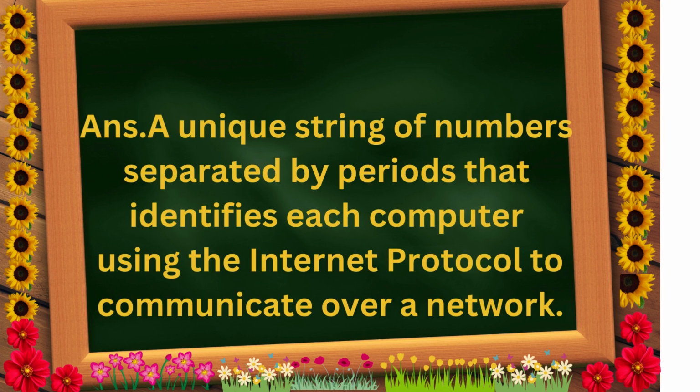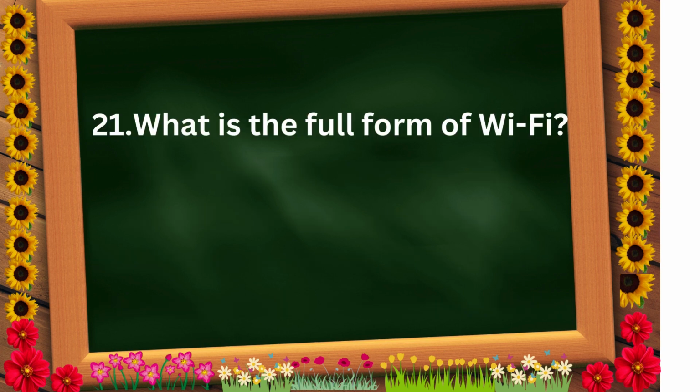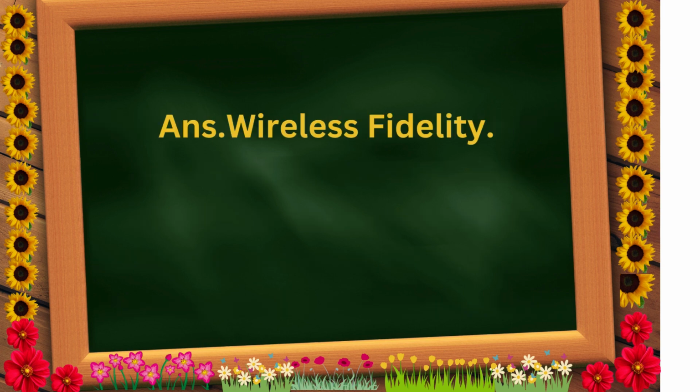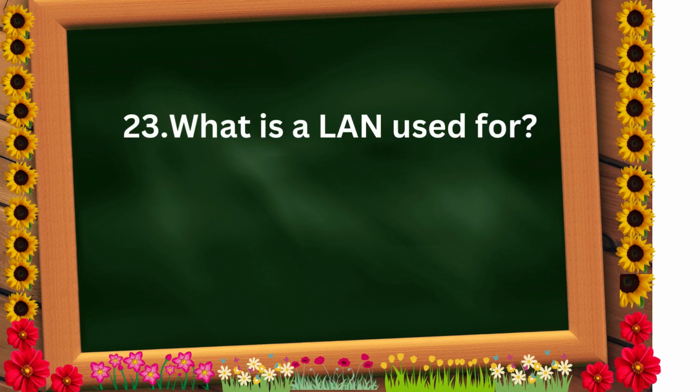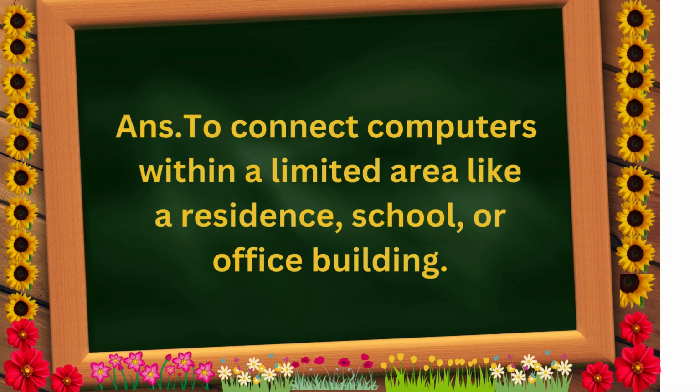A unique string of numbers separated by periods that identifies each computer using the Internet Protocol to communicate over a network. What is the full form of Wi-Fi? Wireless Fidelity. What does LAN stand for? Local Area Network. What is a LAN used for? To connect computers within a limited area like a residence, school, or office building.